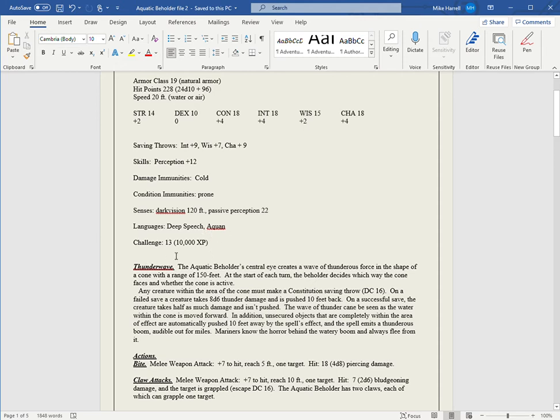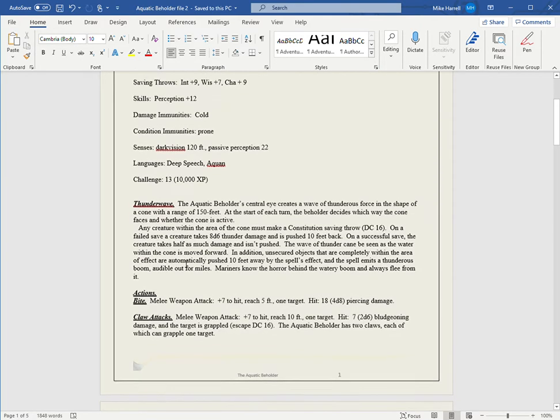I put it as a CR challenge rating of 13. If you think that ought to be a little higher, a little lower, whatever, after we've looked at it, shoot me a message down below.